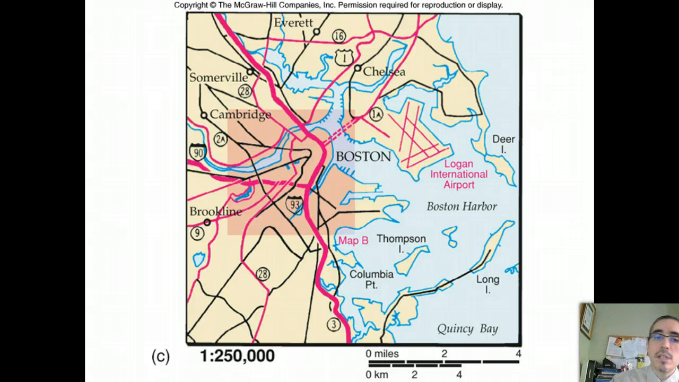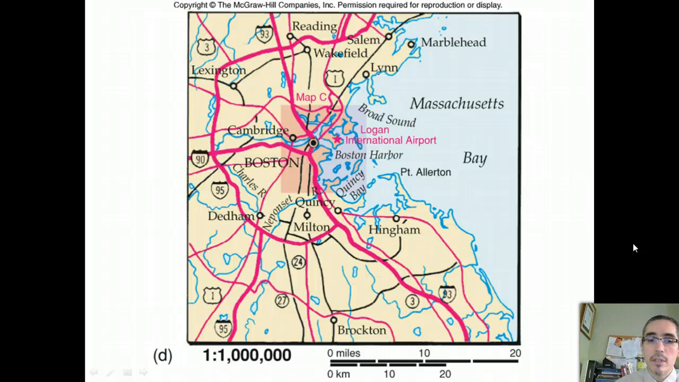Okay. Notice what's happening to the representative fraction. We've gone from starting off at 1 to 25,000 to 1 to 250,000. Notice also the distance covered represented by the scale bar. Finally, at 1 to 1 million, we're at a much smaller scale.